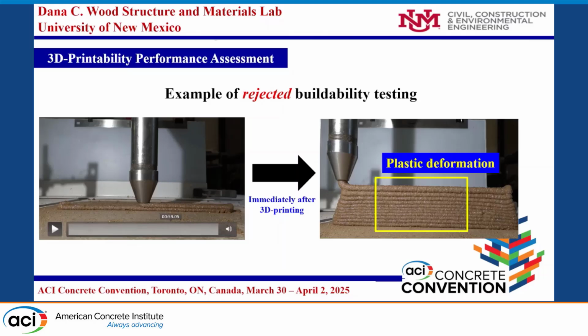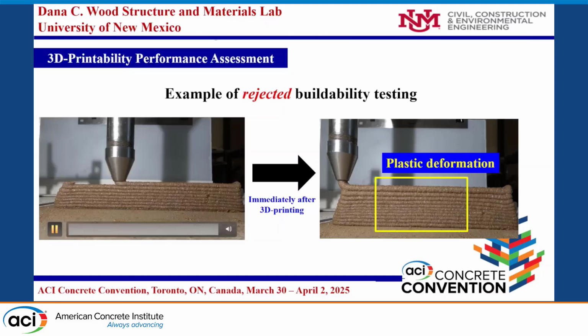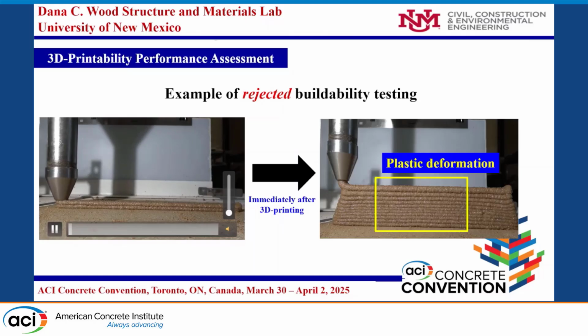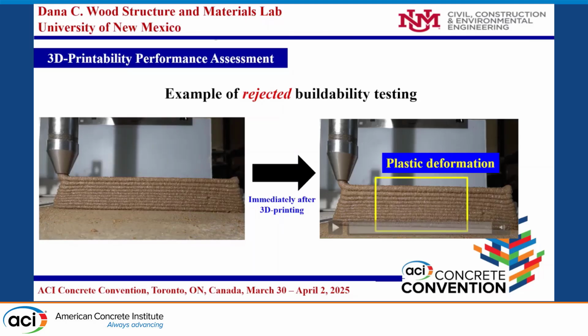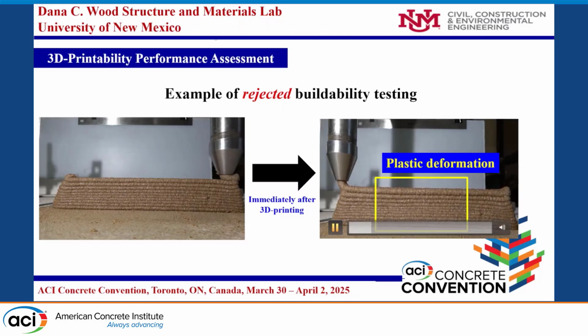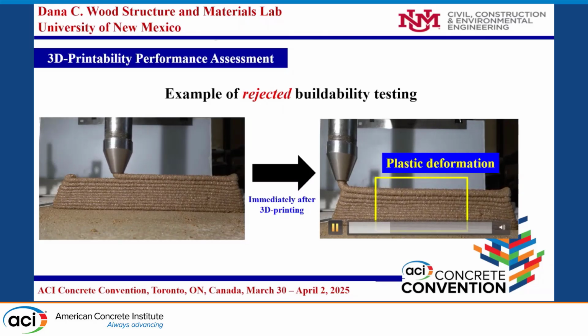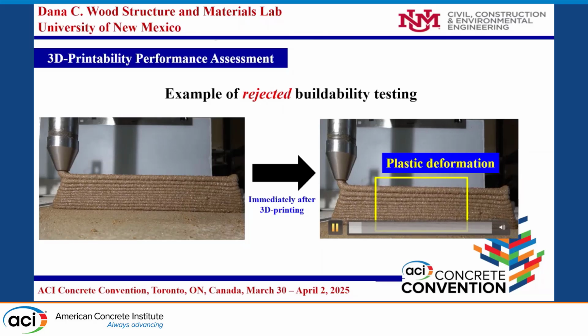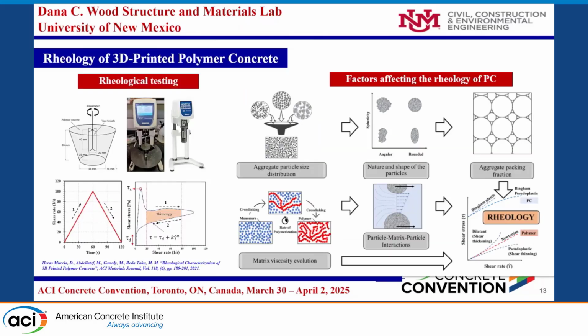The same mixes were taken and we increased the polymer weight content. And immediately after the 3D printing, we started having plastic deformation. The mixes started to buckle. So this is an example of a rejected buildability.